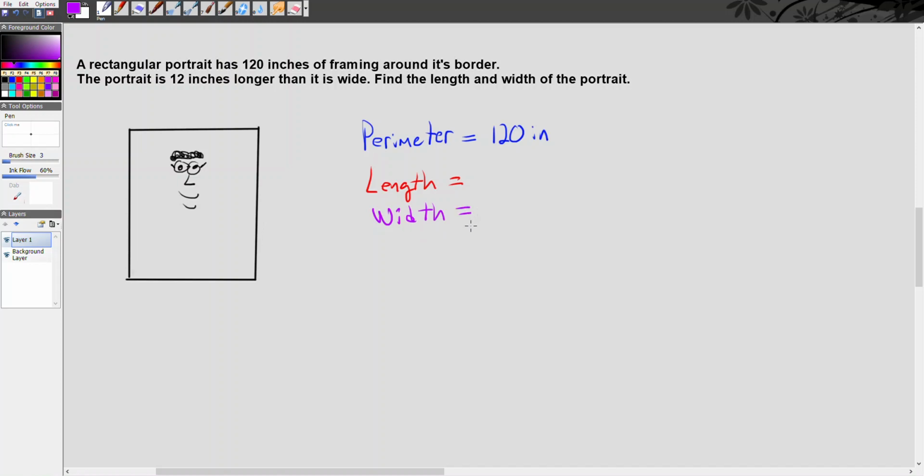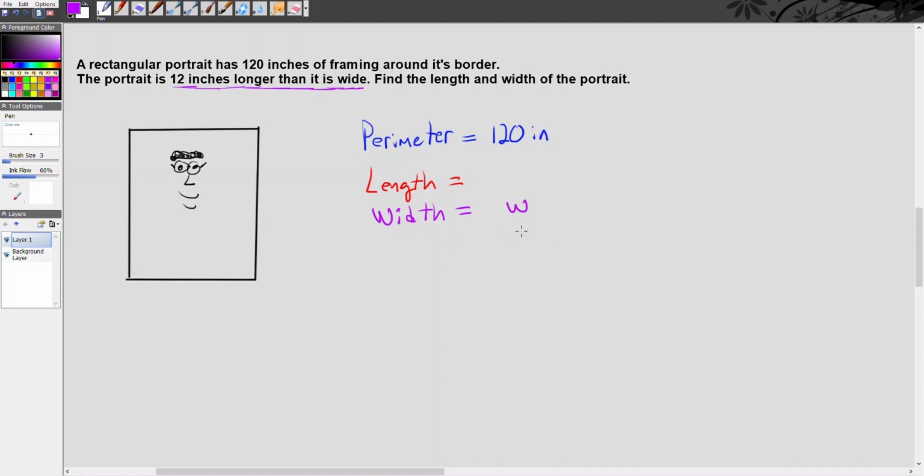Now again, reading the problem, which one of these do they give us a clue about? They give us a clue right here. The portrait is 12 inches longer than it is wide. So they give us a clue about the length, but they don't tell us anything about the width. So that's where we're going to use our variable. And since we're dealing with width, let's just go ahead and call that the width W.